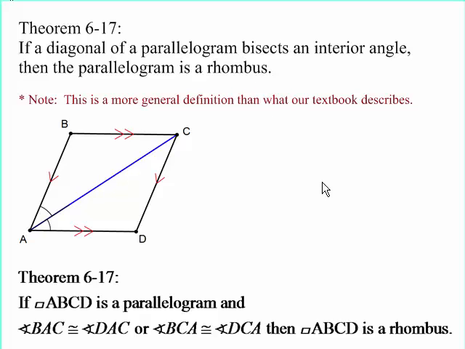Theorem 6-17. If you have a parallelogram and a diagonal that bisects an interior angle, then the parallelogram is a rhombus. So I sharpened up the definition from our textbook. It's a little more wordy. If you take a look at this, angle ABC is marked congruent to angle DAC. Therefore, AC, that diagonal, is bisecting an interior angle of that parallelogram, so ABCD has to be a rhombus. Okay? And it could work also if we marked that this angle was congruent to that angle, that would work as well.